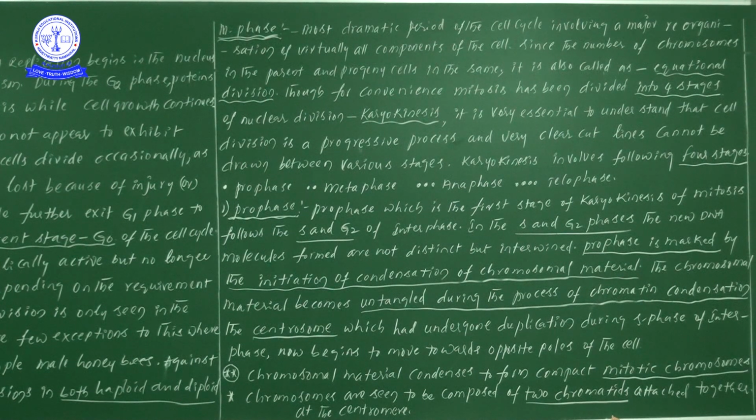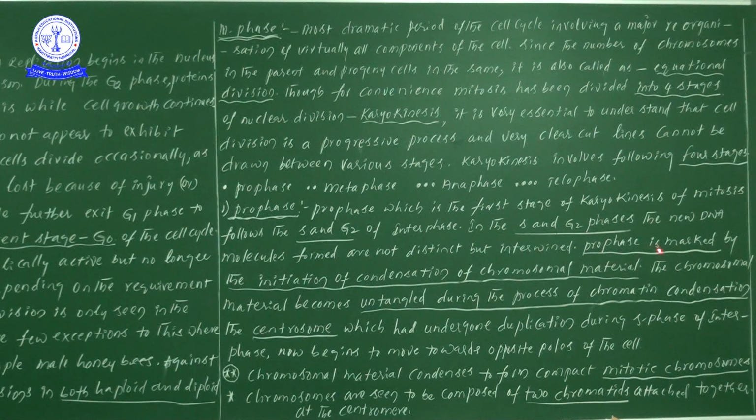So what is the point we have discussed here? In the S and G2 phases the formation of new DNA molecules can be observed, but that is not distinct. We cannot see it very clearly, because it is intertwined.